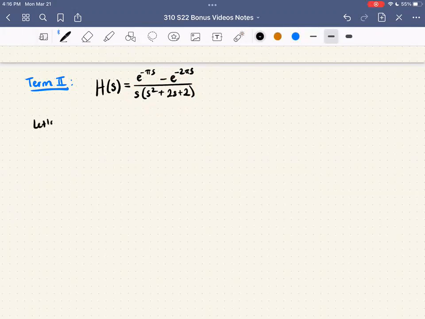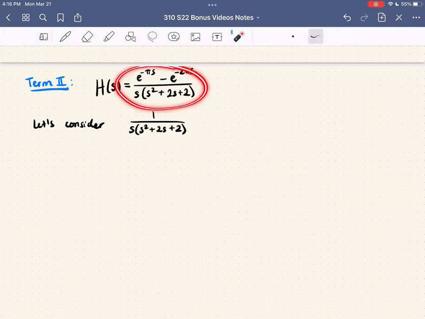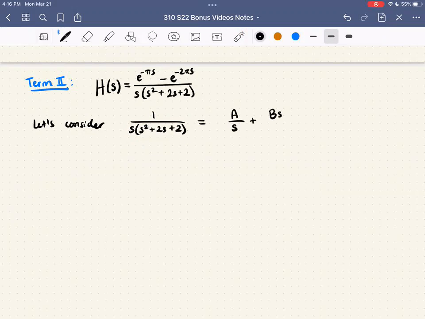So let's consider 1 over s times s squared plus 2s plus 2. That is the portion of this expression that does not involve these exponentials. Now this is factored, right? The denominator has 2 factors. So we'll need to split this up using partial fractions. This is equal to A over s plus Bs plus C over s squared plus 2s plus 2. Now we're trying to split this up in partial fractions.